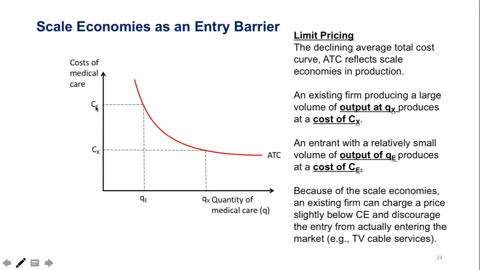At a lower level of production, they have a high cost. So that's what we call scale economies. Because this cost of production is much smaller for the big companies or big hospitals, the small hospitals cannot compete with these big firms, so the big firms can actually monopolize the market.